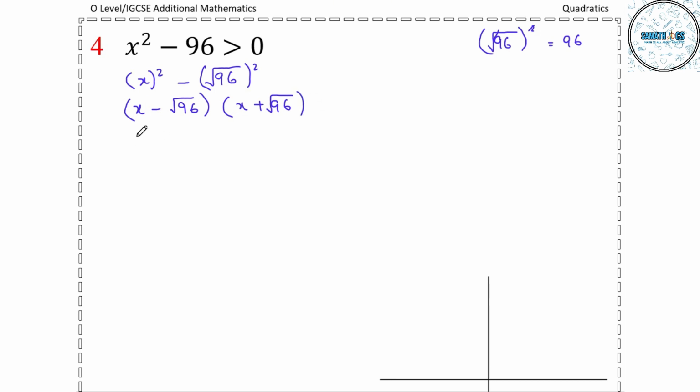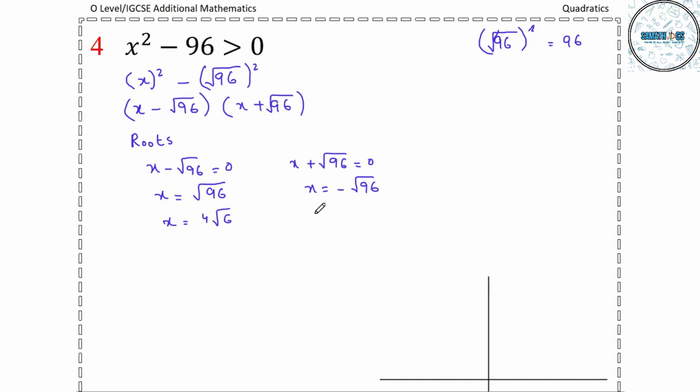Let's take out the roots. x minus under root 96 is equal to 0 and x plus under root 96 is equal to 0. So x is equal to under root 96 and x is equal to minus under root 96. We can write it in simplified form as well, which is x equal to 4 under root 6 and x equal to minus 4 under root 6.